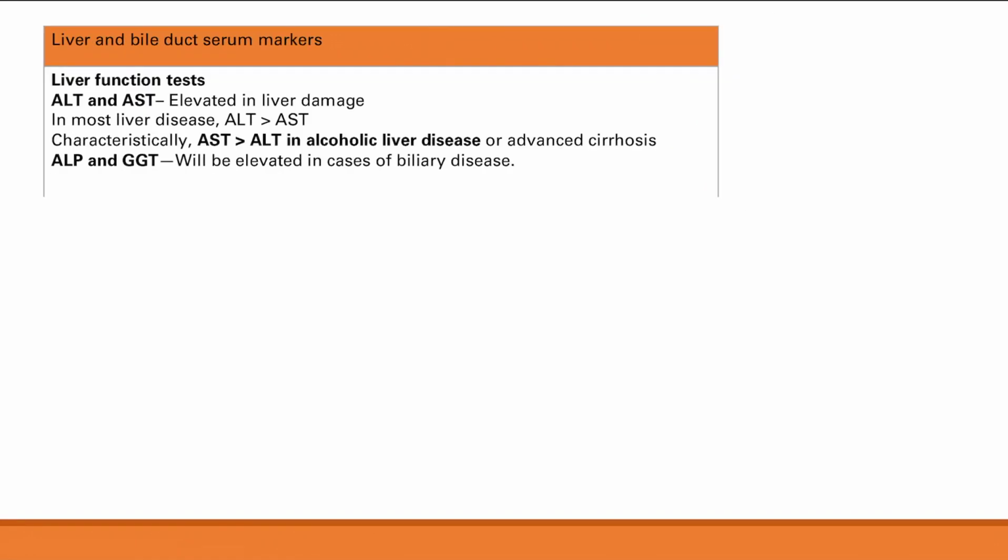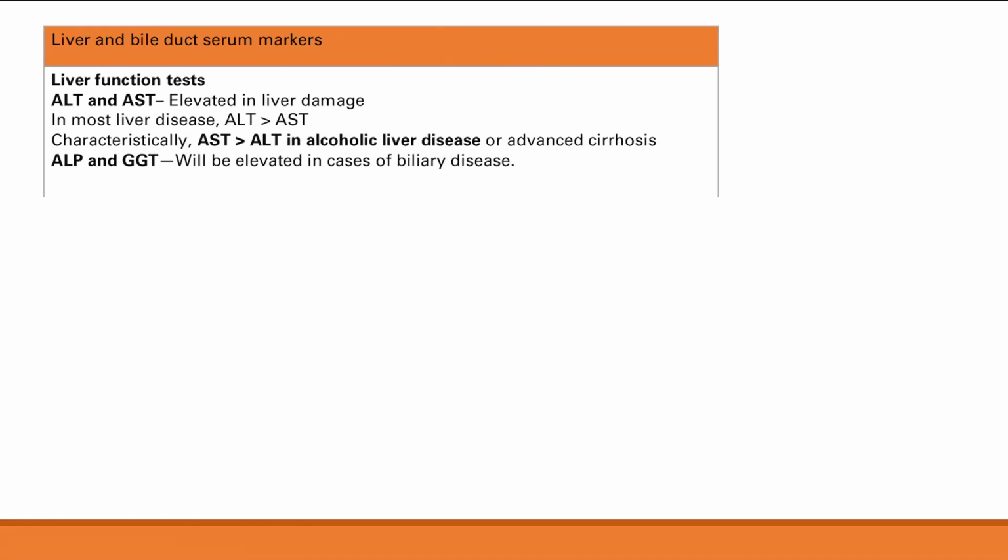Finally, I'm going to talk about liver and bile duct serum markers. These are markers that are going to tell us how much liver damage we have. So the first things we have are liver function tests. This is a misnomer because what they actually measure is liver damage. They don't measure liver function or how well the liver is actually functioning. These are enzymes that are released when your liver cells are damaged, and they're released from the liver cells or from the bile ducts. First is the ALT and AST.